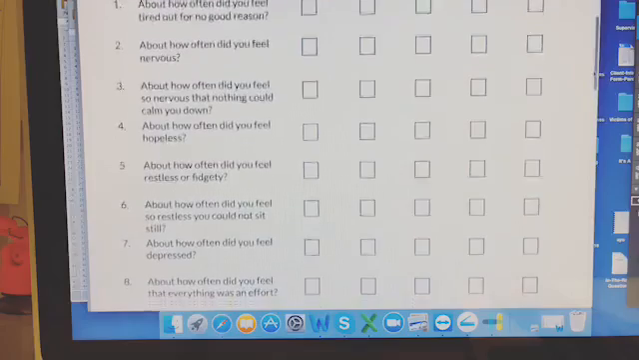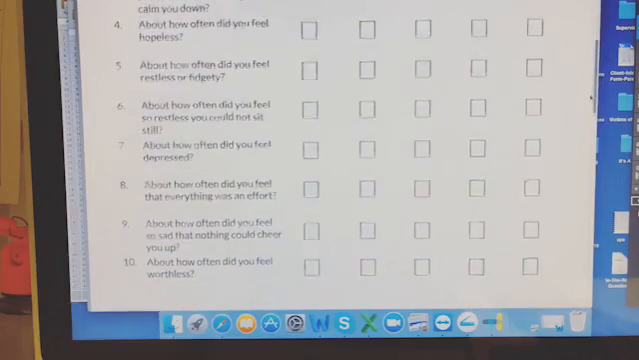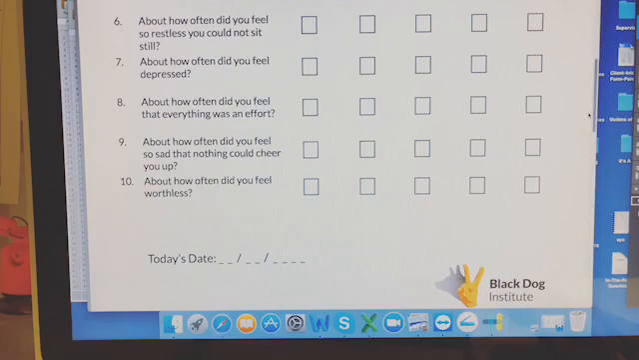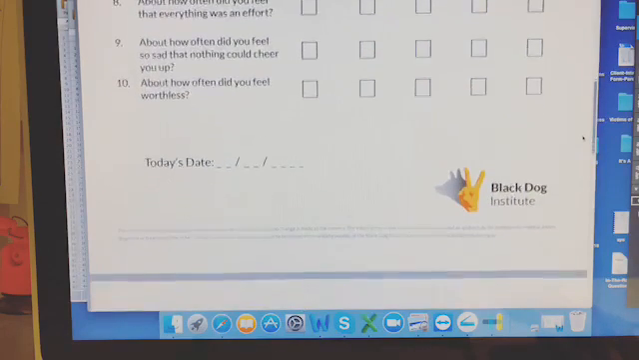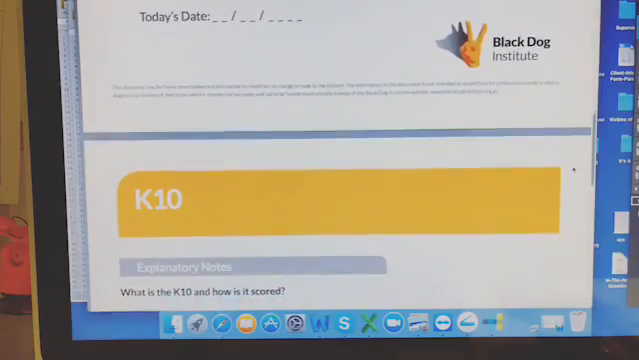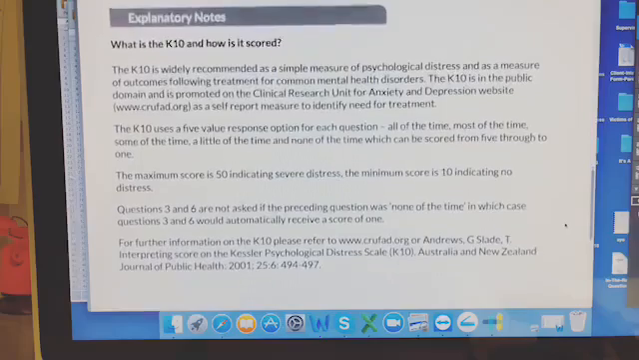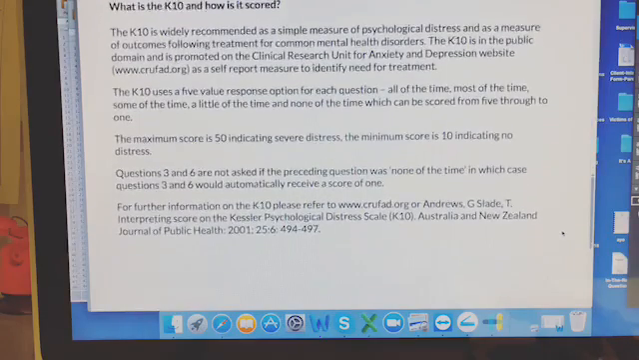If we scroll down, we're just going to tick the box for those statements. There's the 10. This is looking for anxiety and depression symptoms again. All we're doing then is adding it up. It's using the 5-value response option, which as I showed you was none, a little of the time, some of the time, most of the time, all of the time. The maximum score you can get on the K10 is 50.